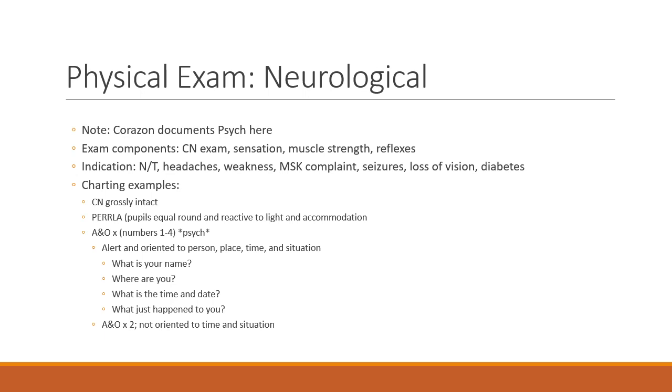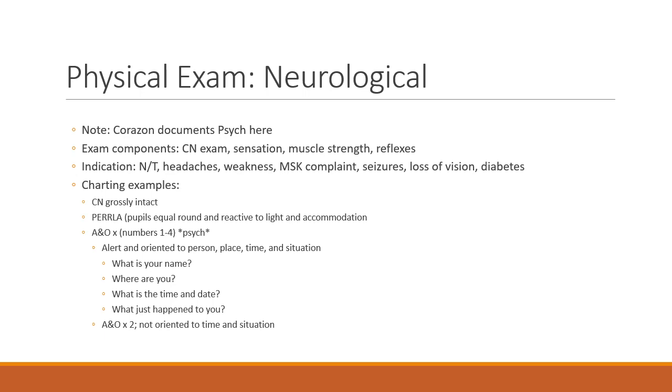Sometimes you don't need to ask these, you can just gather them from your interview. However, for those who aren't alert or if they're dissociated, it's important to ask these questions. If they're not alert and oriented to one or more of those components, state A and O, alert and oriented, and the number that they are alert and oriented to, and then which elements that they're not oriented to.